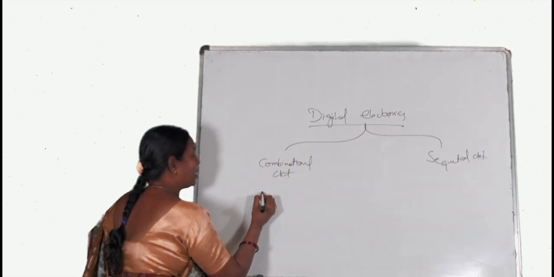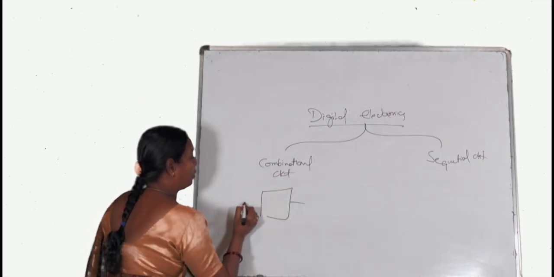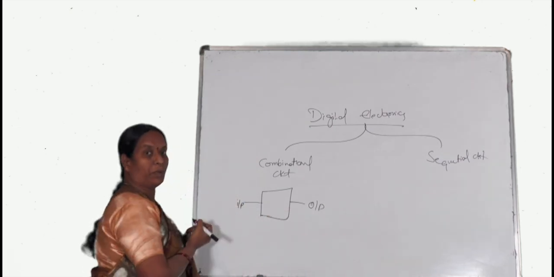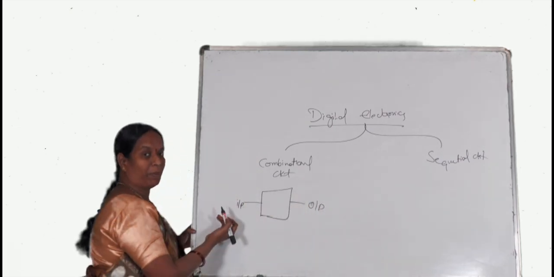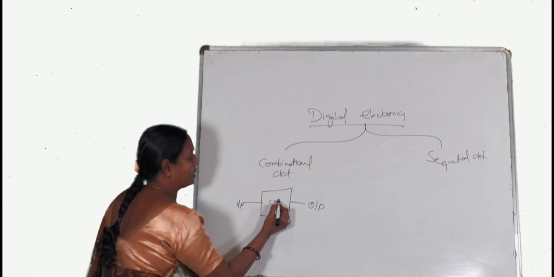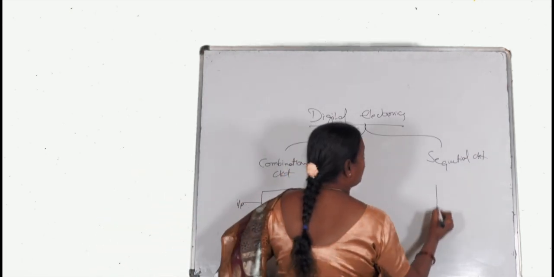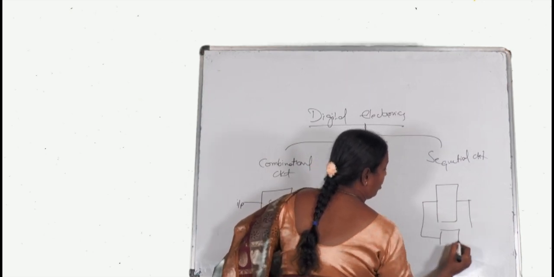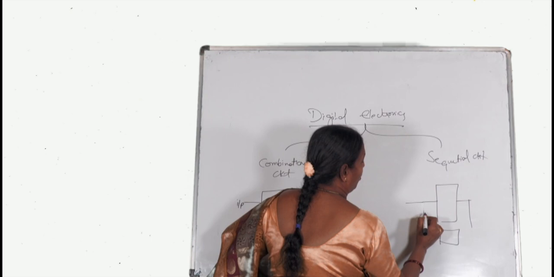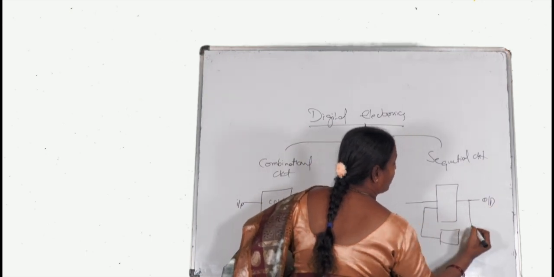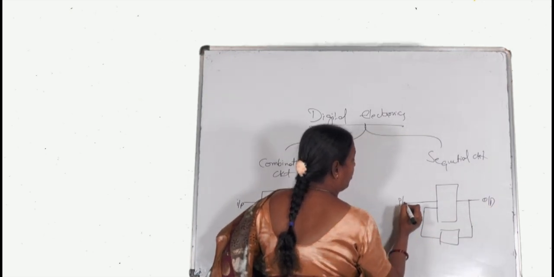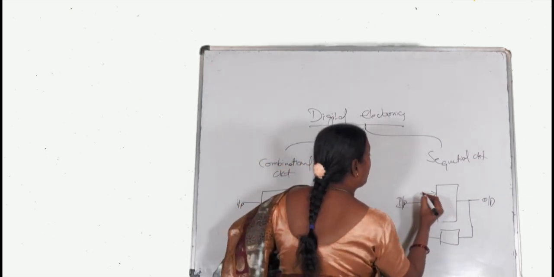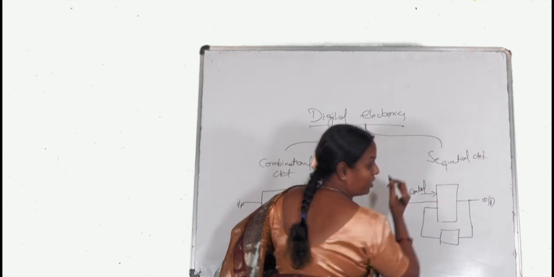In combinational circuits, when we change the input, there will be a change in the output. So the present output depends upon the present input in a combinational circuit. Whereas in sequential circuits, the output not only depends upon the present input, it also depends upon the previous output, and there will also be a controlling element present in sequential circuits.